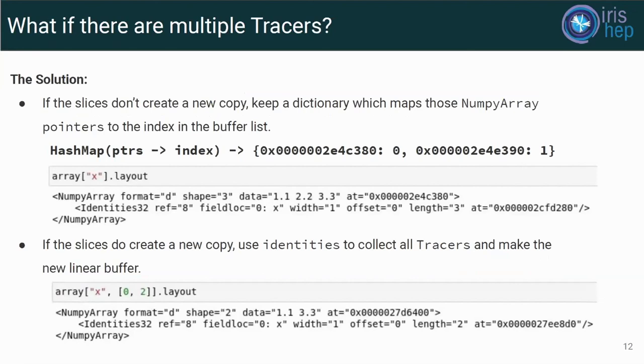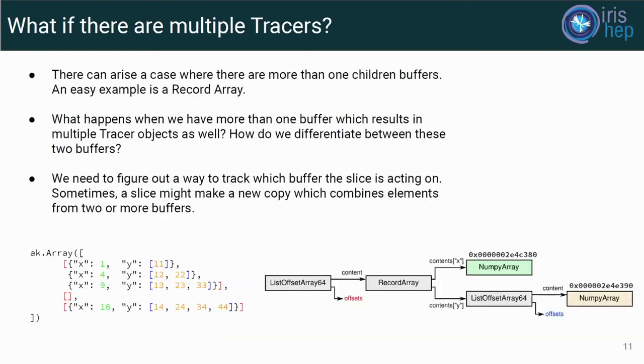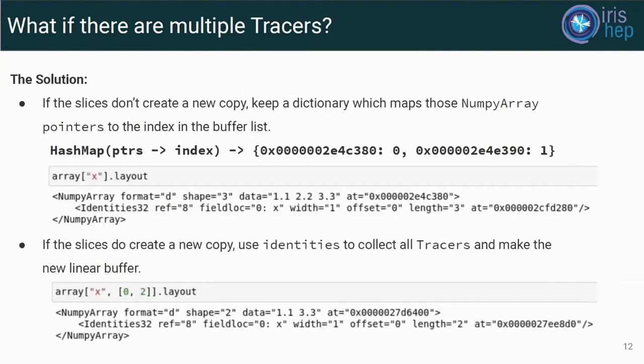We create a hash map which maps the pointers of the numpy array to the index of where the tracer associated to that numpy array is located. So for instance, going back, the hexadecimal number is 0x0002e4c380. The tracer is on the 0th index of the list, and the other tracer is on the first index of the list.